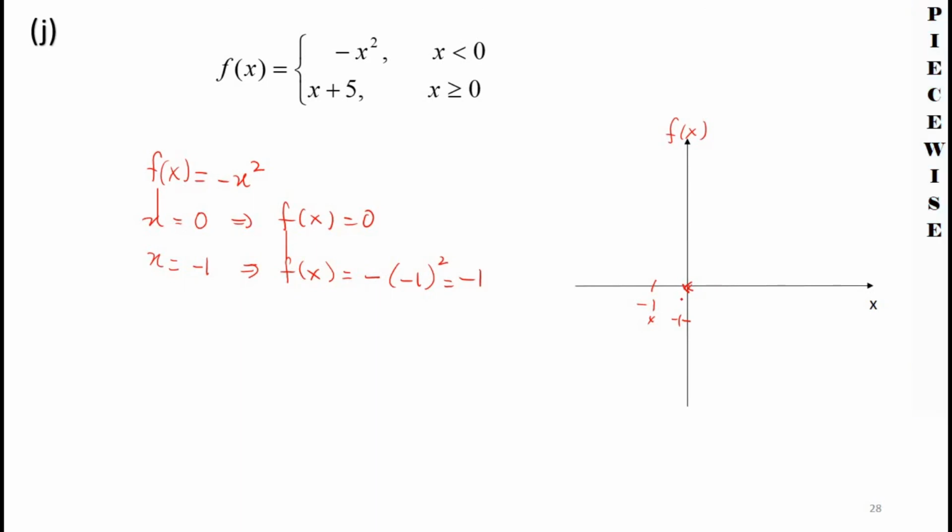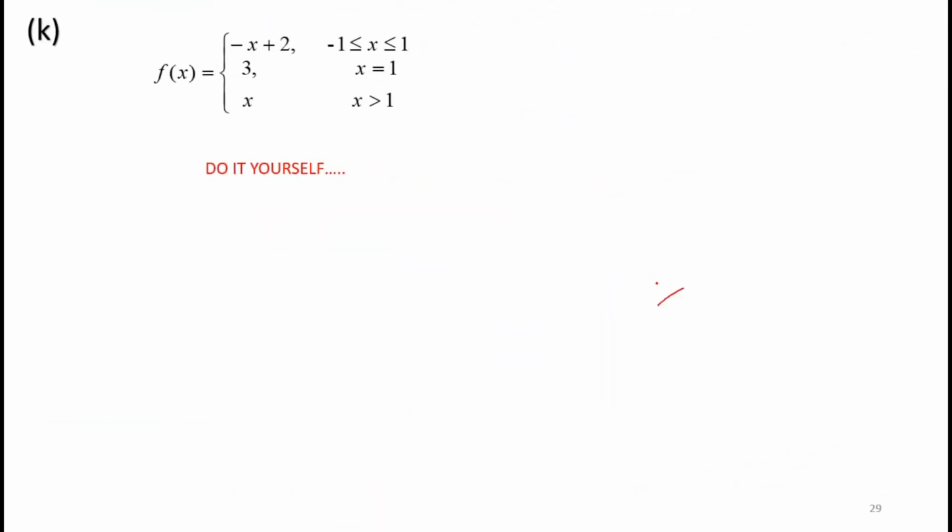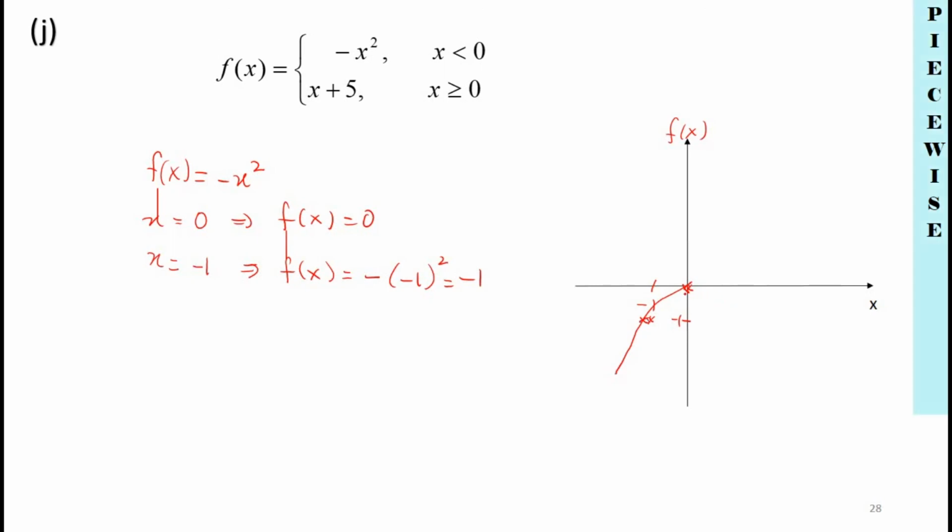Okay, so you know that for a quadratic function, the graph is a parabolic shape. So you can connect these two points. Okay, so let's say this is the point. So this is f(x) equal to negative x squared for x less than 0. For x greater than 0, this here should be an empty circle, and then we just continue here. So this is the graph for f(x) equal to negative x squared for x less than 0.